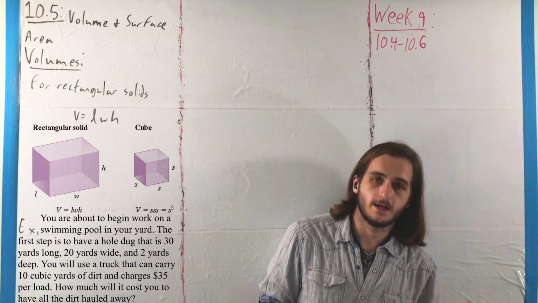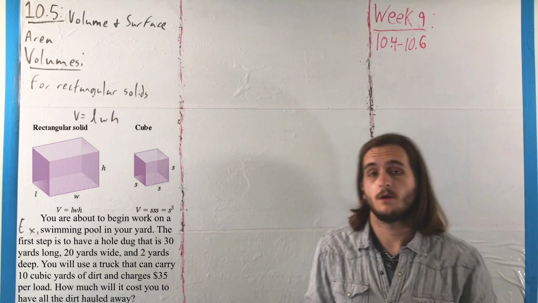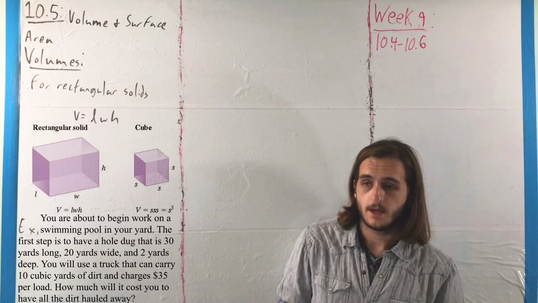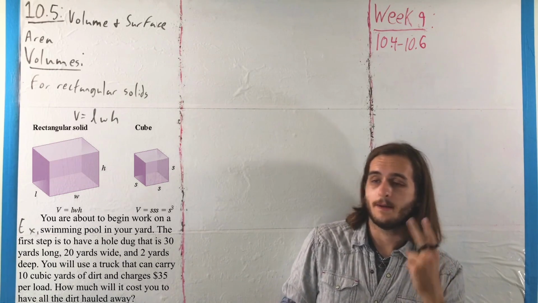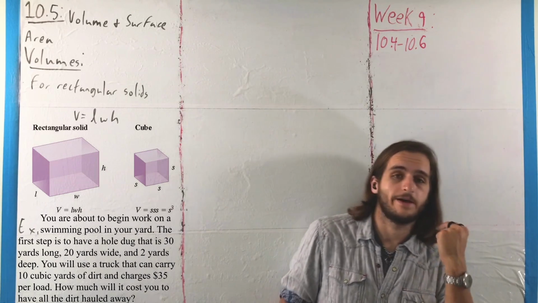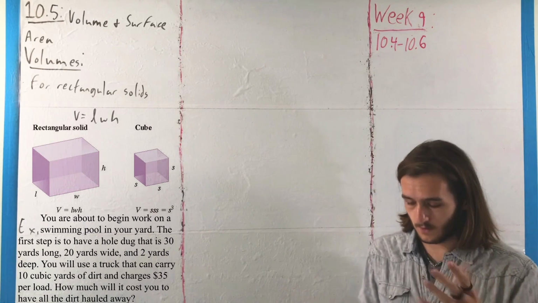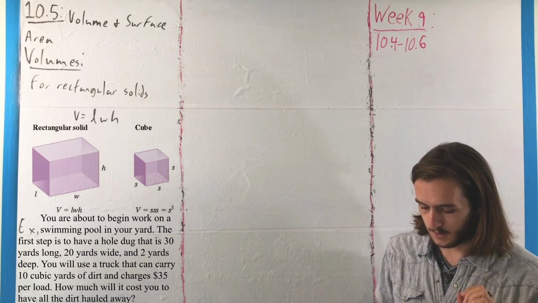Anyway, here what we need to think about, for one, is the volume of the space being taken up by the pool, and 2, the amount of loads that we're going to need to empty that space, and then finally 3, how much that's going to end up costing in total in terms of a number of loads, and that $35 per load.